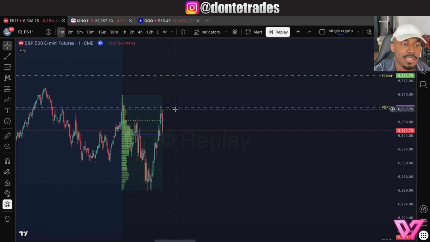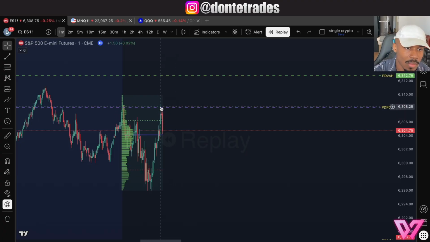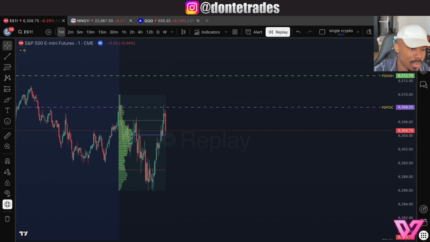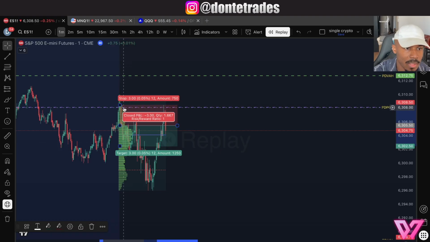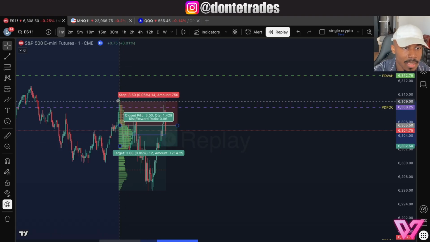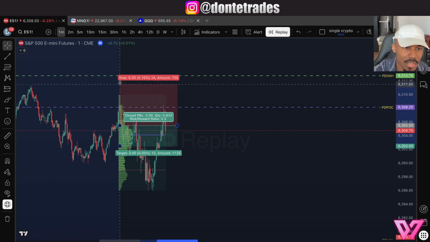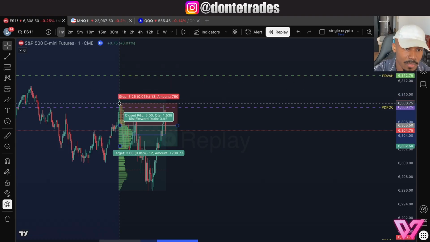For me here, I actually would have gotten in short once we tap this level and close back below this on the 1 minute time frame. So let's put this in here. This is an example of a trade that I would have taken. I'm just showing you guys an example. My stop would have been just above this swing high. You can go way above here, 7 points, but I really wouldn't do that.